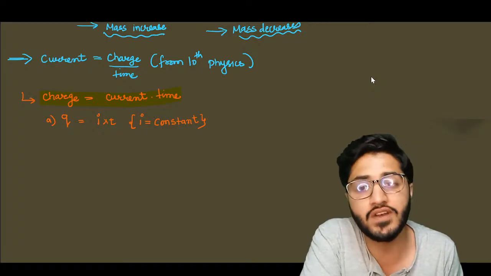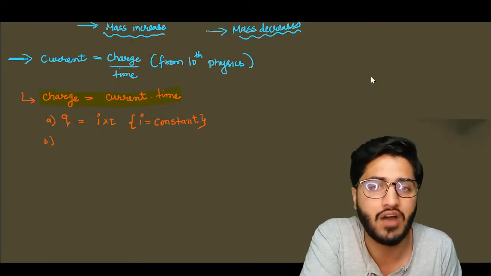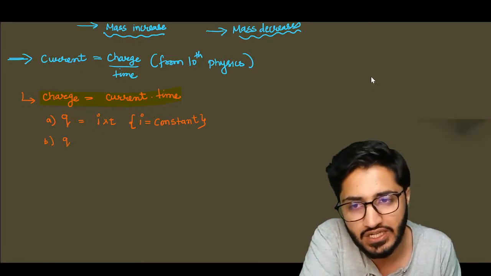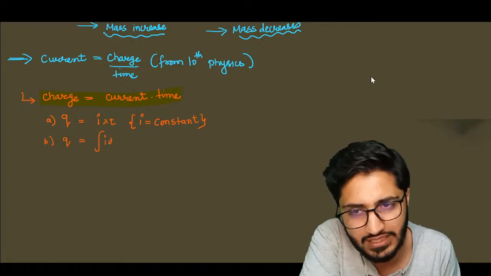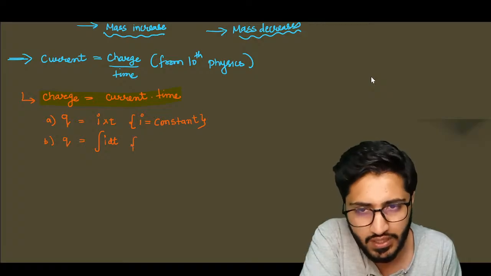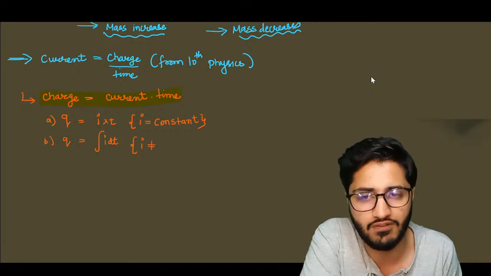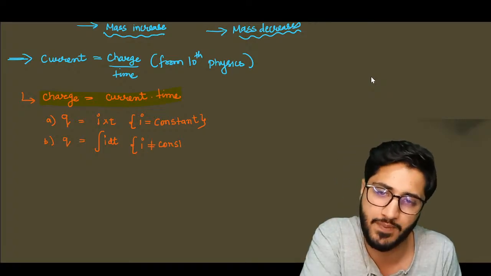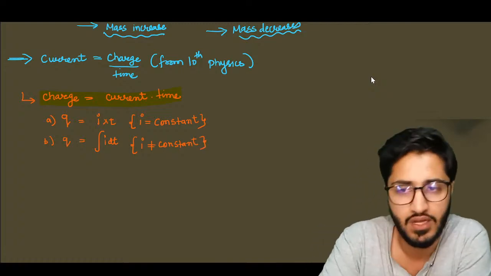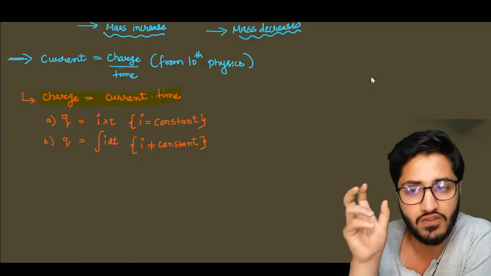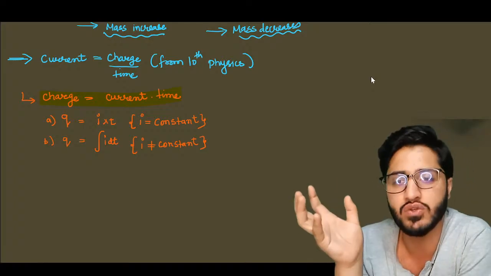Done. If now my current is variable, how can I write the equation? Sir, the charge is equal to the integration of current with respect to dt. This is the equation we can use when my current is not constant. So we came across two equations here: when my current is constant, which equation to use, and if my current is not constant, then which equation to use. Done?